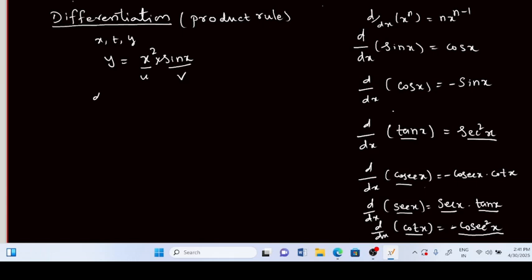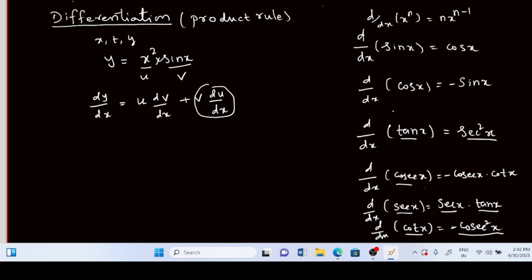Here we find the differentiation of y with respect to x. First we write u as it is, and differentiate v with respect to x, plus we write v and differentiate the first function with respect to x. We can write it either way. Instead of u into dv by dx plus v into du by dx, we can write this as first and this as second.